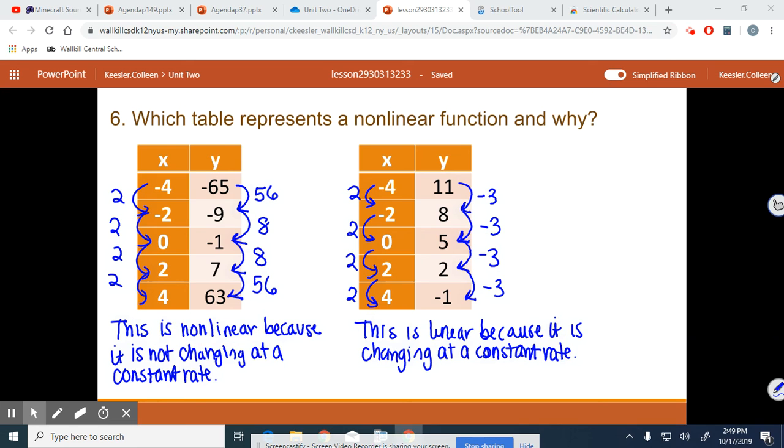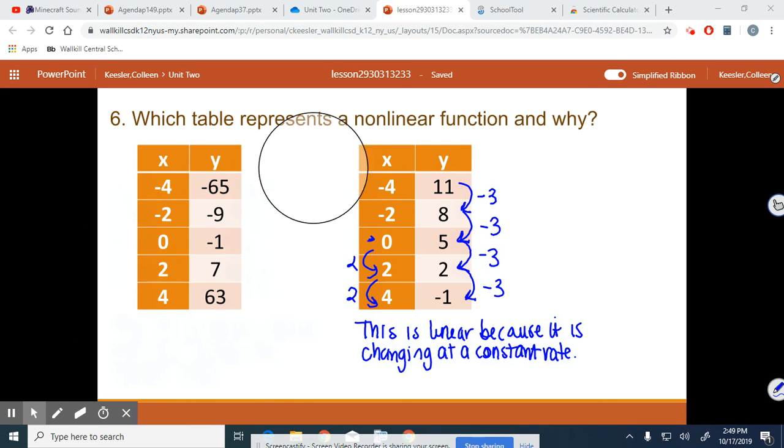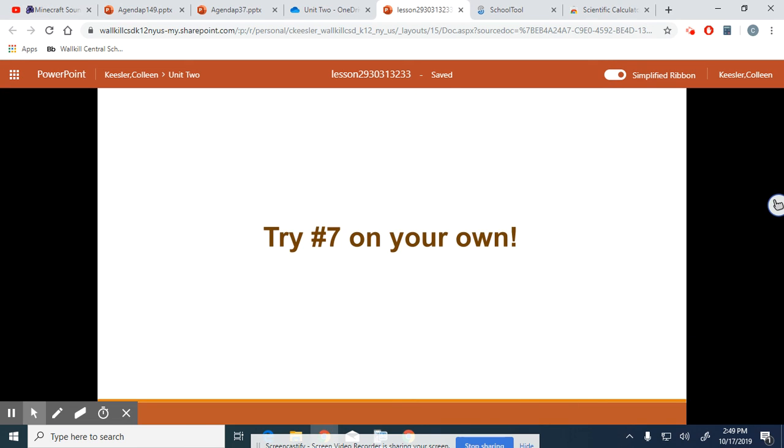All right, so you're going to try the next set of tables on your own. When you're done with those, have me check them over, and then you can move on to today's exit ticket and maybe even the homework.